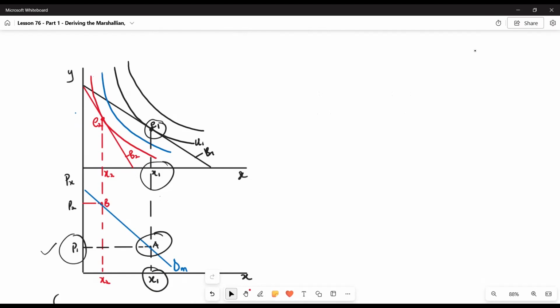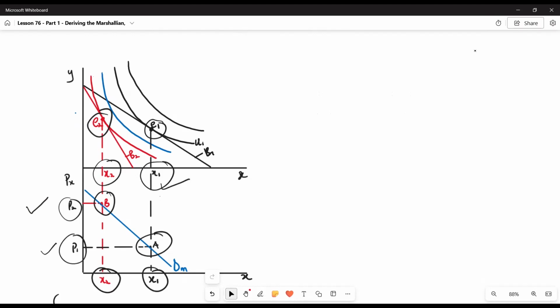If the price of good X increases from P1 to P2, this will cause the budget constraint to pivot inward, bringing us to a new equilibrium point E2. Now, at equilibrium point E2, the consumer's demand for good X would decrease from X1 to X2. We can map this quantity downwards to show the demand at the new price P2. Let's call this point B. At price P2, the consumer's demand is X2.